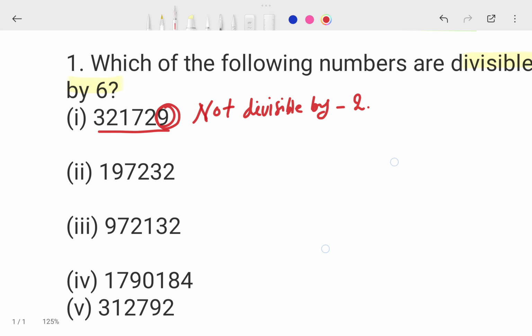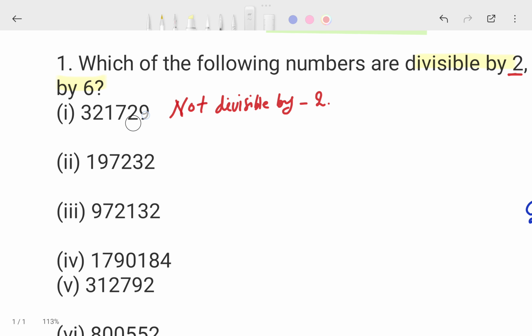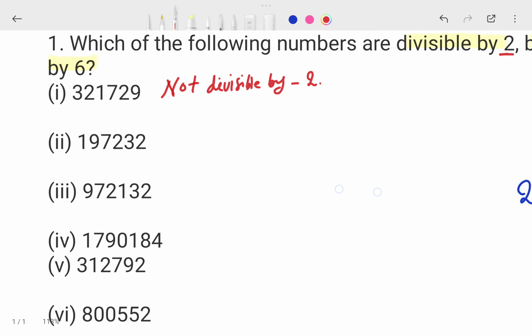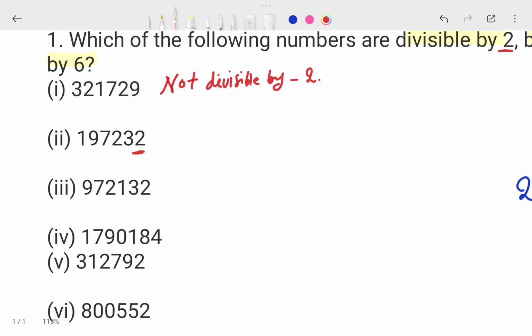Now let's check another one. Here the end is 2. It means this is divisible by 2. Why? Because by the divisibility rule of 2, the end has to be 0, 2, 4, 6 or 8. Here 2 is there, so it is divisible by 2.